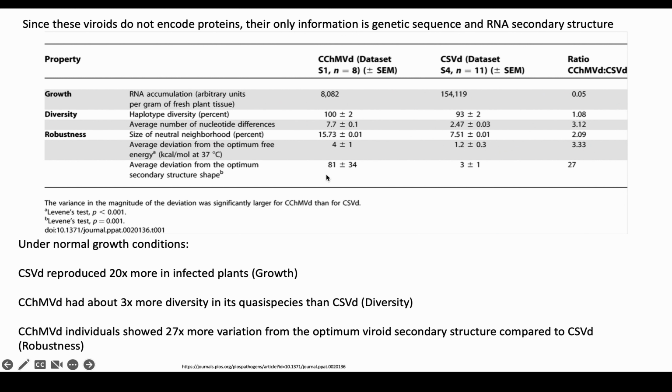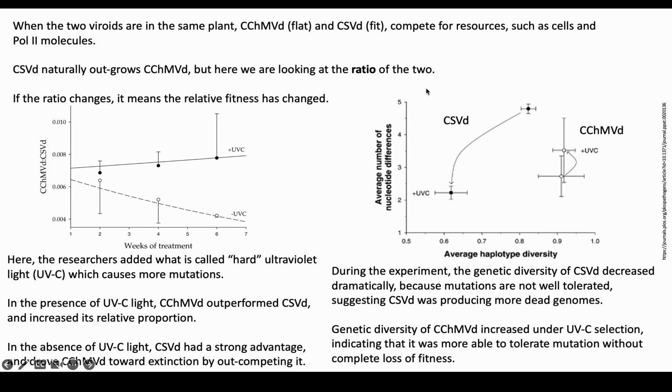So this is what tells us that even though this population is more diverse, and that's this number up here, it also is able to tolerate that diversity, and diversity of shape and diversity of sequence. So that's interesting. But overall, it doesn't grow anywhere near as well as CSVd. That's just the one that is fitter.